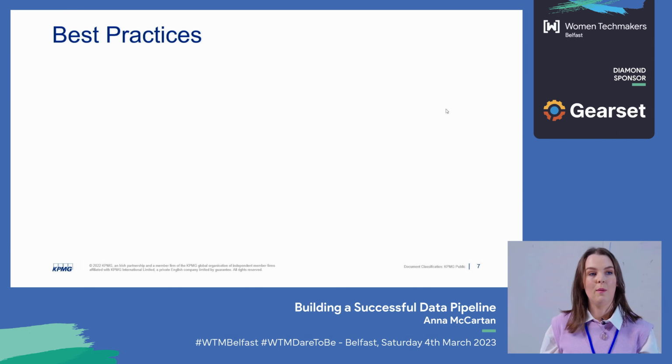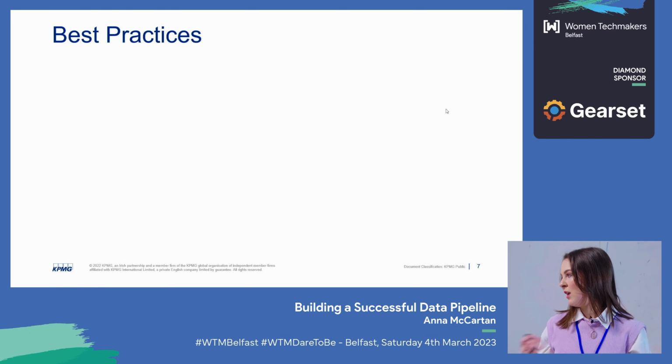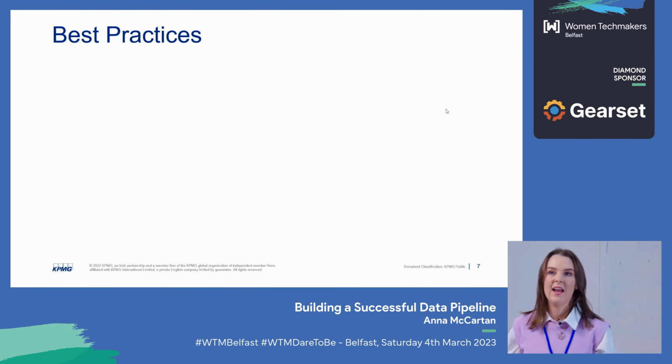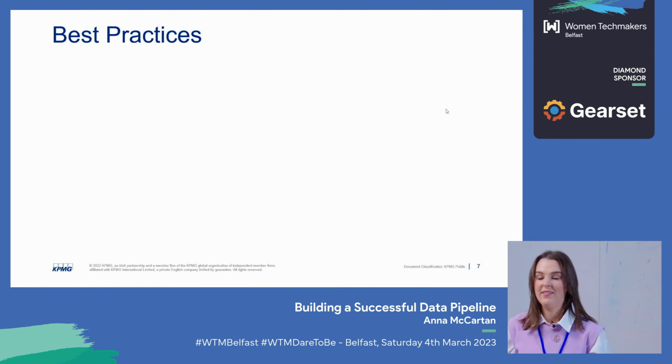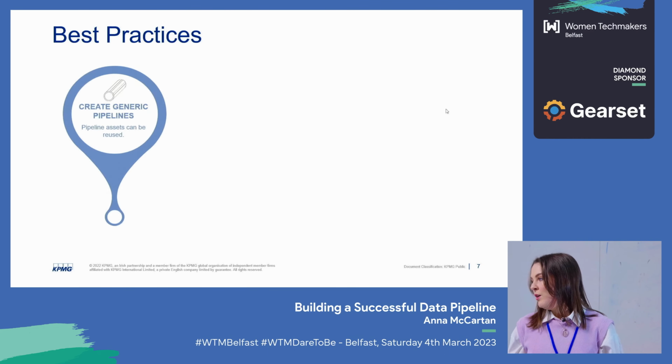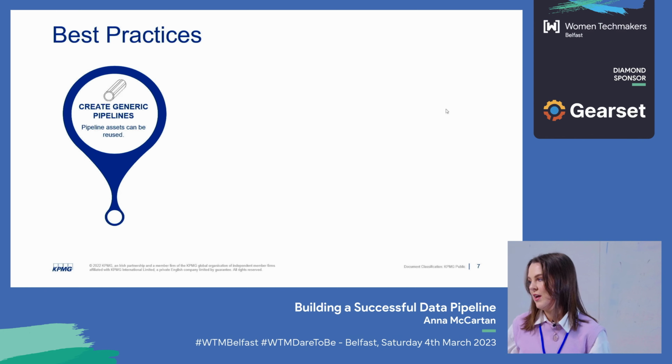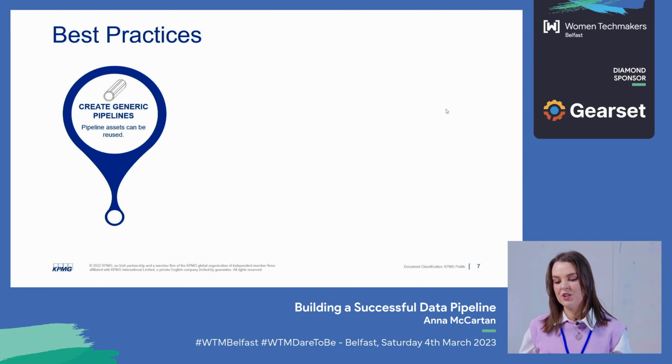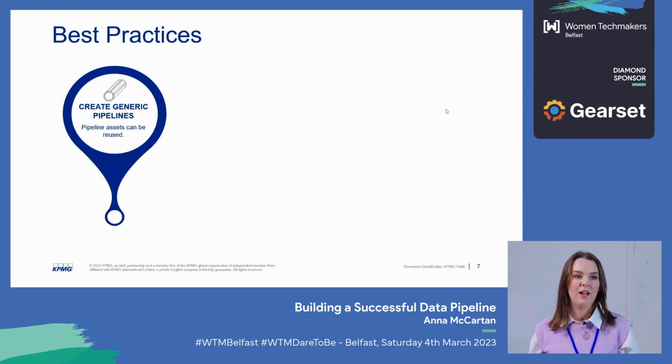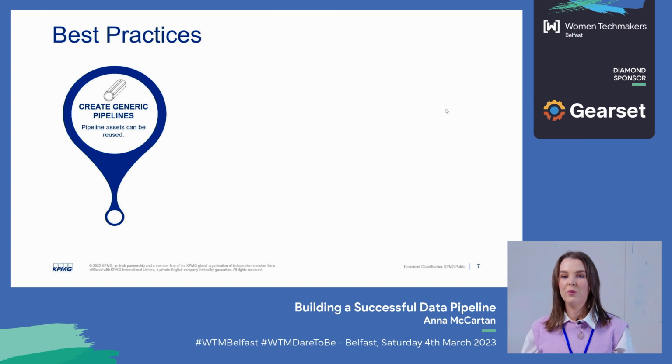Next, I'm going to talk about a couple of best practices. There's a lot more I could mention, but these are the ones I have found the most useful in my own role and that have meant the most to me. The first one is to create generic pipelines. By this I mean make sure you're not hard coding any specific values into your code. You don't want to have specific database links or values. You want to parameterize all those values.